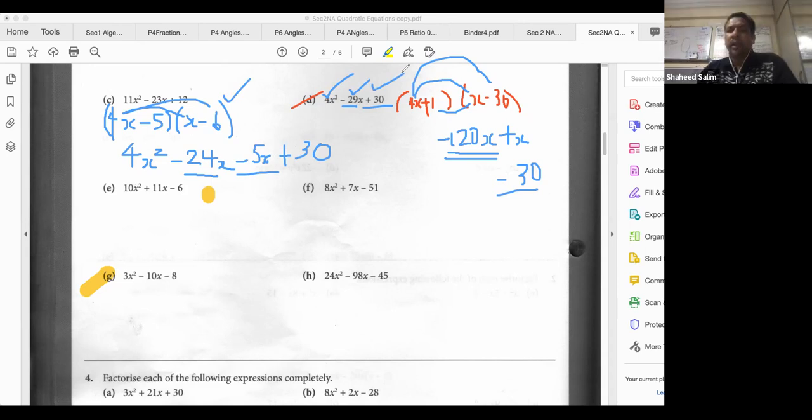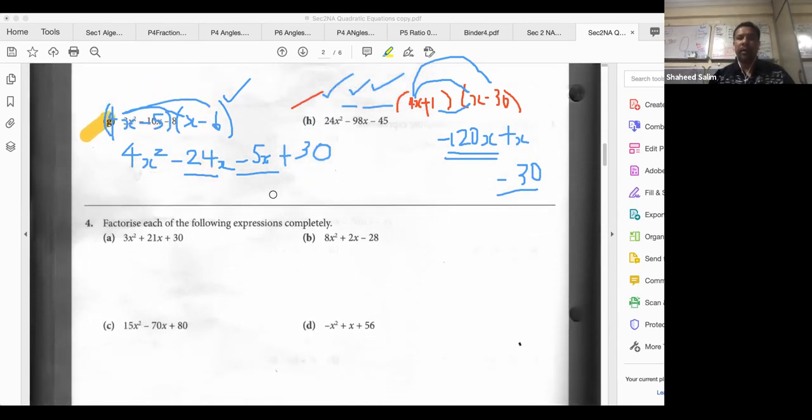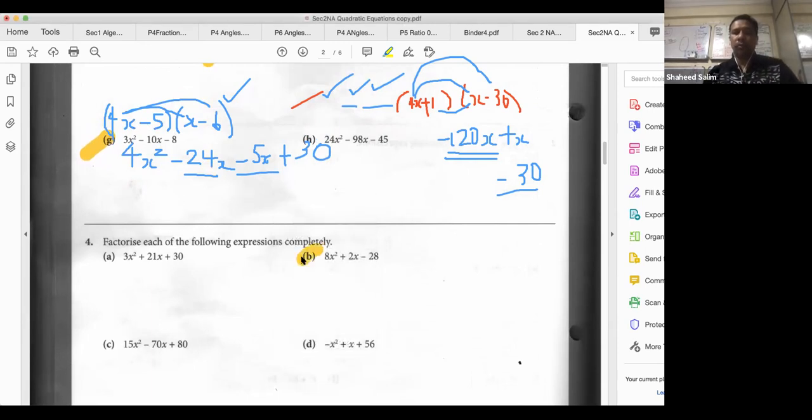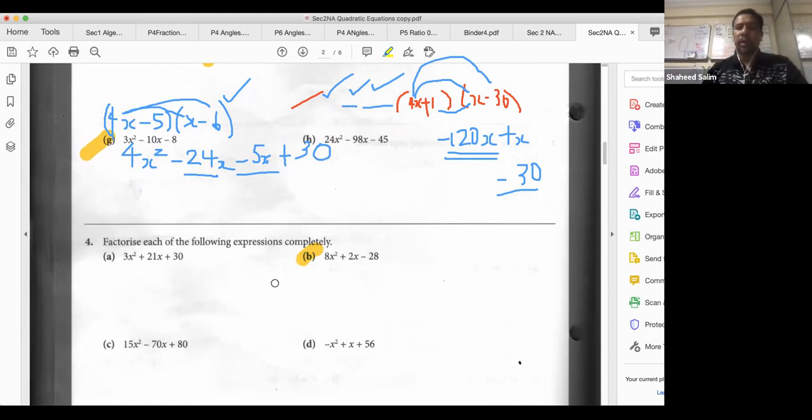It can be very frustrating when these numbers are big. So please take it easy. All right, we move on to one last question. You try now. Can you try question B? Your last question.